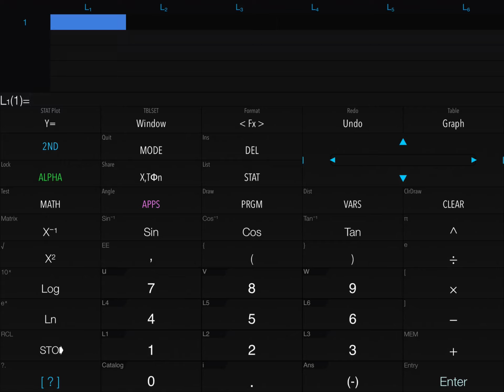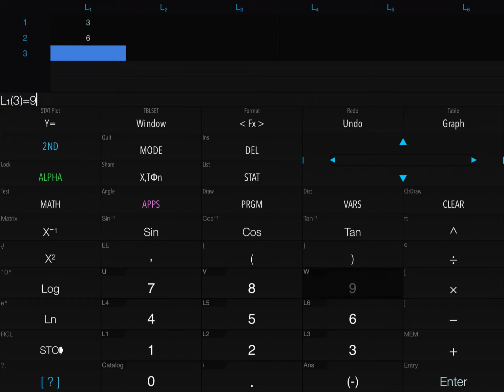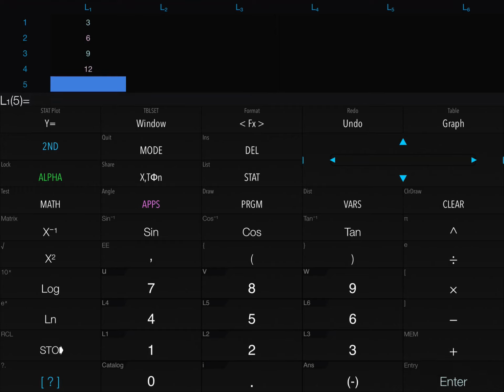All right, now the rest of step 2 says to plug in the X values into your L1. So notice where I'm highlighted right now. I'm in the first box underneath L1, and I need to type in my X values. So the first X value I see in my table is 3. So I'm going to press 3, enter. The next X value is 6, so I hit 6, enter. Then 9, enter. 12, enter, and so on.